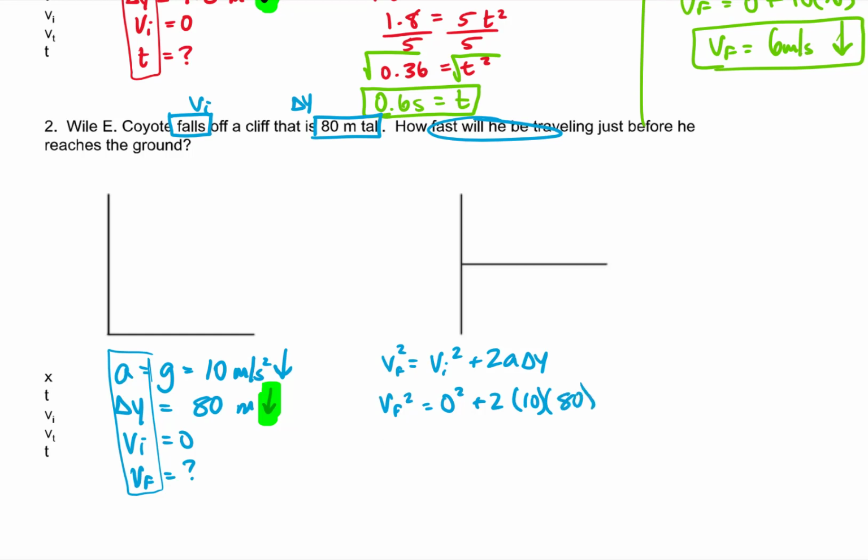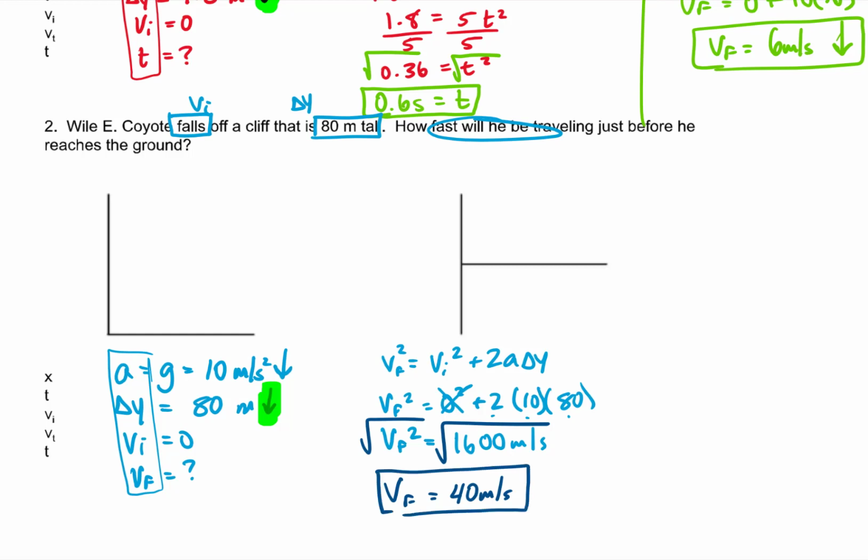And here's a note I want to make. If we decided to make the acceleration negative, we'd have to make 80 meters negative because mathematically they're in the same direction. And those two negative signs would cancel out at this step. So now we're going to go ahead and calculate everything. V final squared, the 0 part goes away, is equal to 1600. I apologize. We're going to square root both sides. And that final velocity comes out to 40 meters per second.